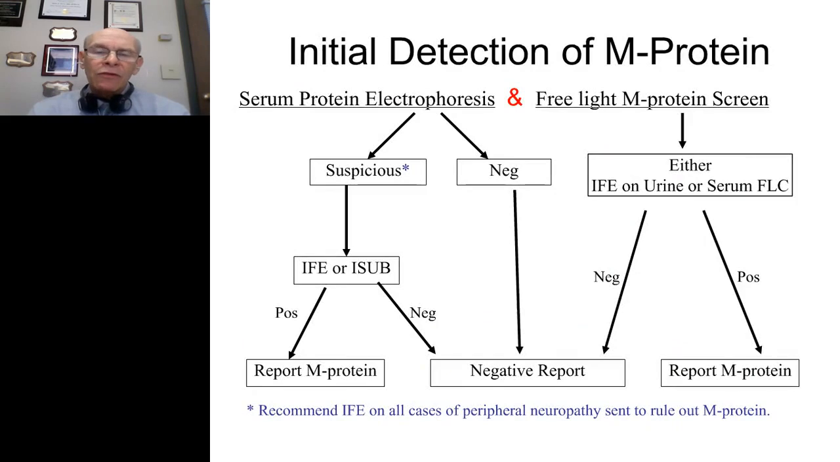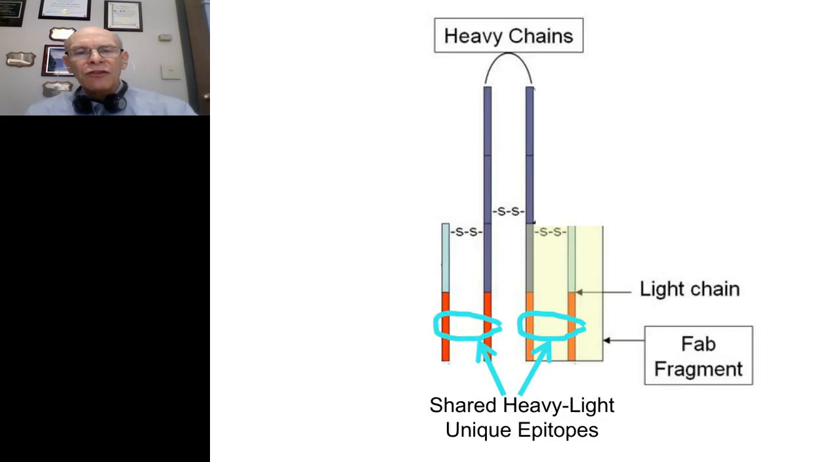Okay, so this is the algorithm I originally showed you, doing serum protein electrophoresis and serum-free light chain test, and this has been the standard for some time. However, there is a new test on the scene that could be of some interest. It's called the heavy light chain test. What is that? Let's take a look at the immunoglobulin molecule.